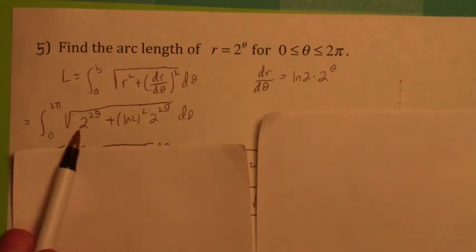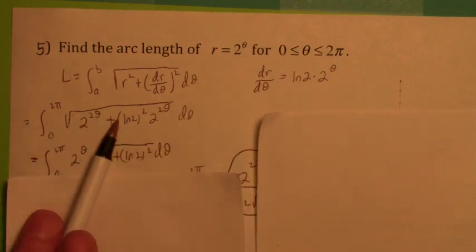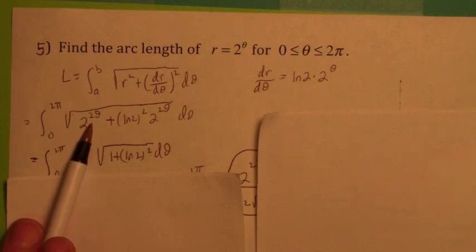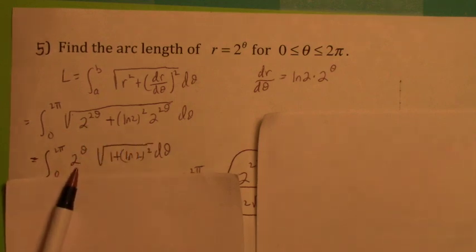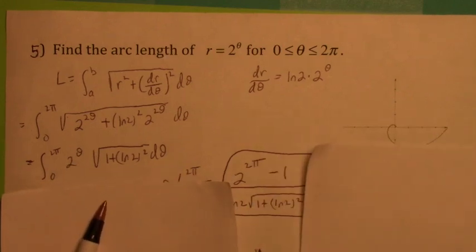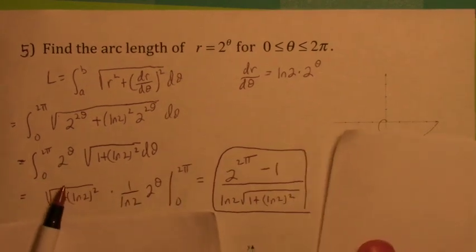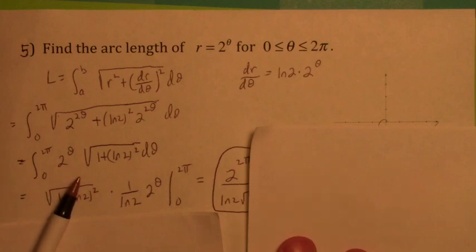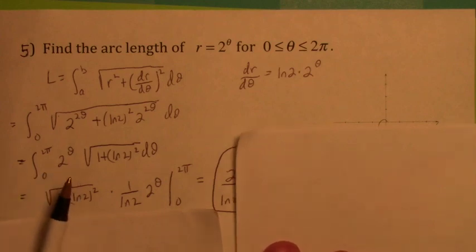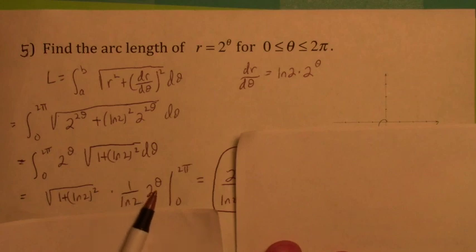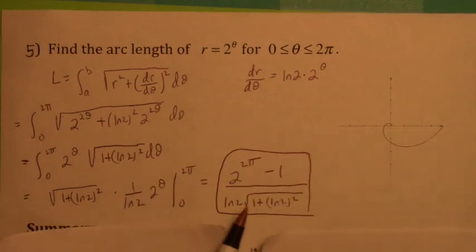But look what happens. You can factor out the 2 to the 2 theta out of the square root, because isn't this just 2 to the theta squared? So you factor out the 2 to the 2 theta, take it out, it becomes this. So this is just the integral of 2 to the 2 theta, which isn't too bad. The integral of 2 to the x would just be 1 over ln of 2 times 2 to the x. So anyway, this is easy to integrate. This is a constant. This gets factored out. The integral of 2 to the theta is 1 over ln of 2, 2 to the theta. And so when you plug in 0 to 2 pi, you get this.